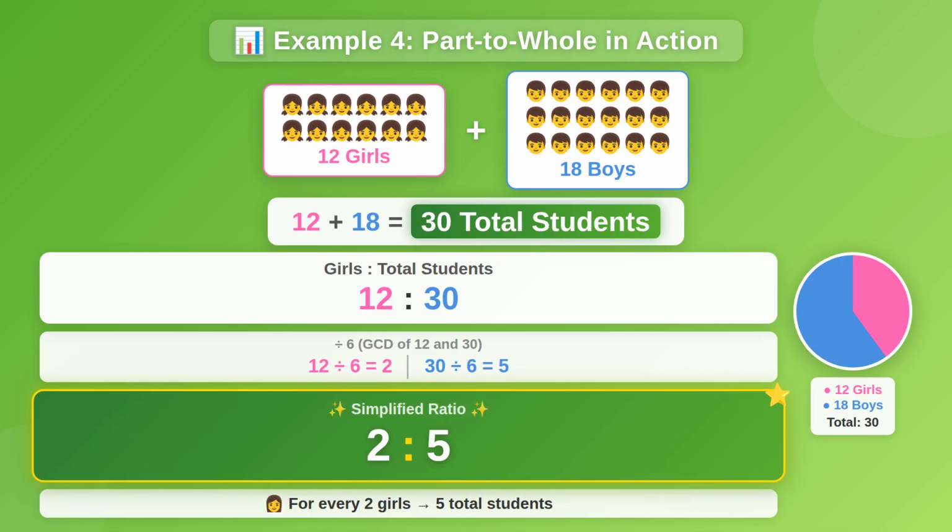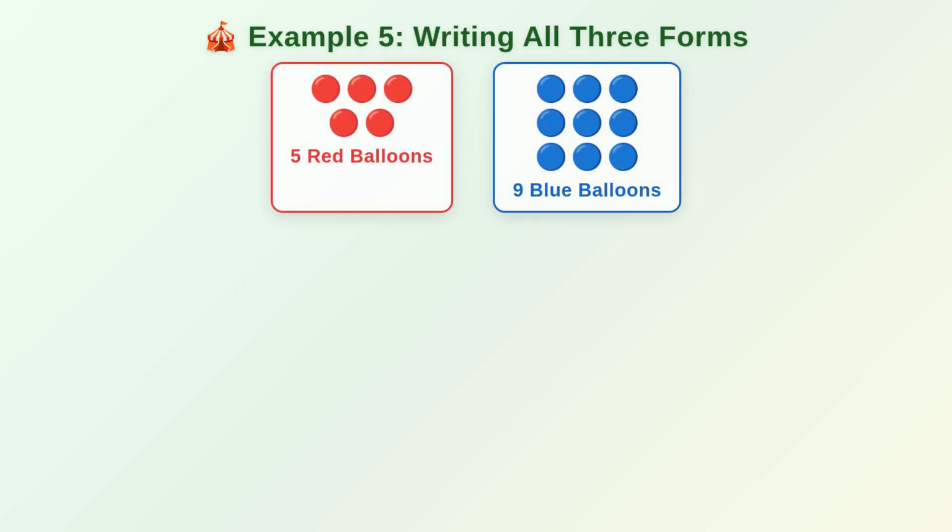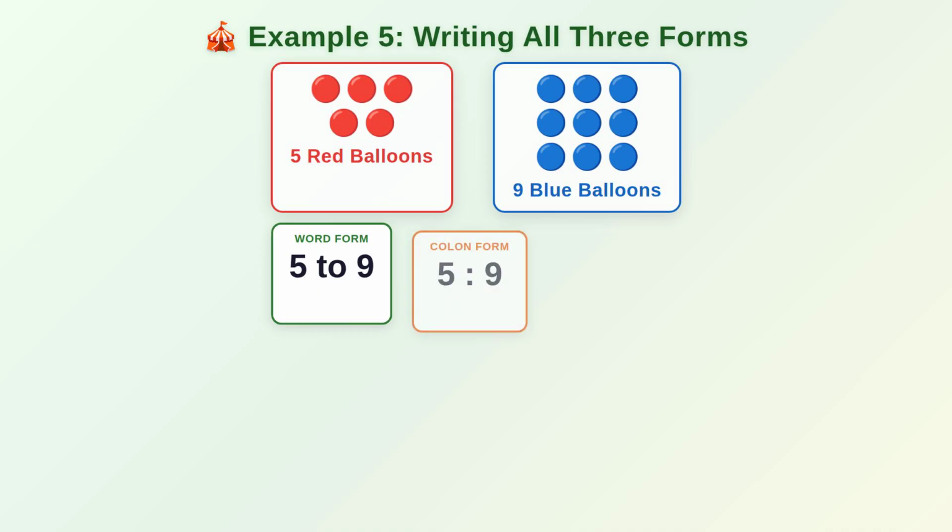Can we simplify? Both 12 and 30 are divisible by 6. 12 divided by 6 is 2. 30 divided by 6 is 5. So the simplified ratio is 2 to 5. That means for every 2 girls, there are 5 total students. Maya's starting to see this pattern, and so are you. One more practice problem. Let's go.